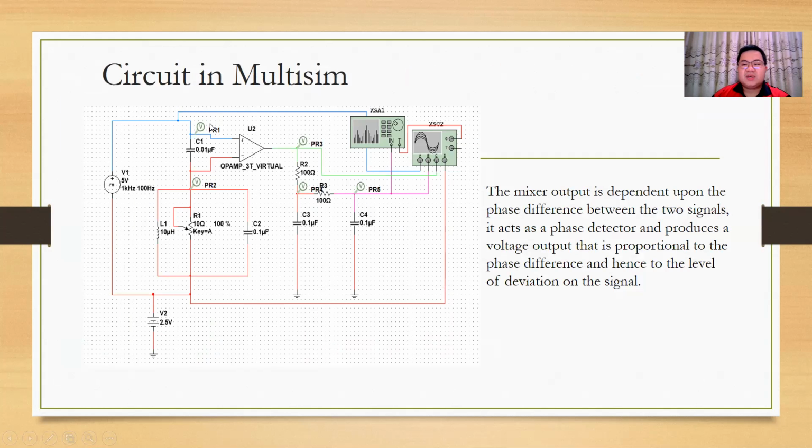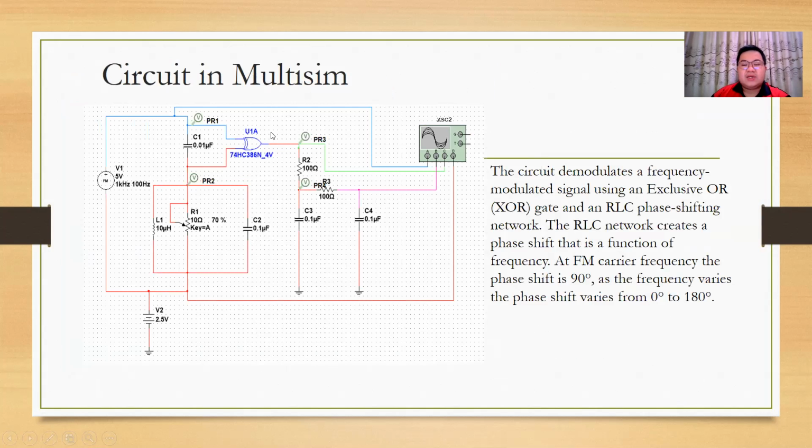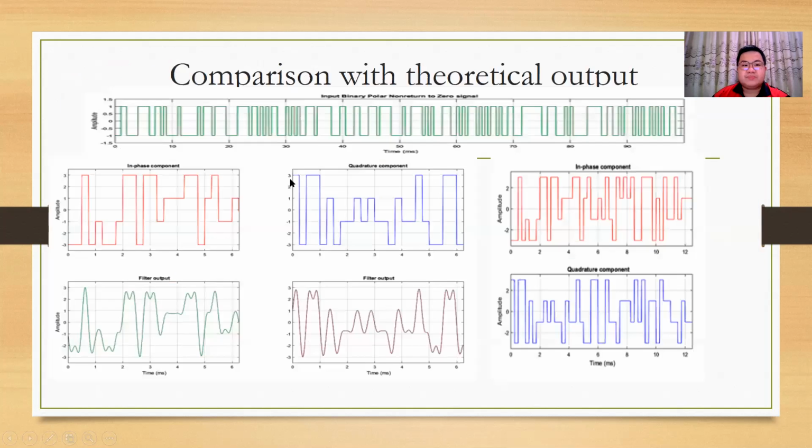Okay, so this is my second circuit in Multisim part 2, where I use the OPM. The mixer output is dependent upon the phase difference between the two signals. It acts as a phase detector and produces a voltage output that is proportional to the phase difference, and hence to the level of deviation on the signal. The circuit is the same; just the OPM and the XOR gate are different.